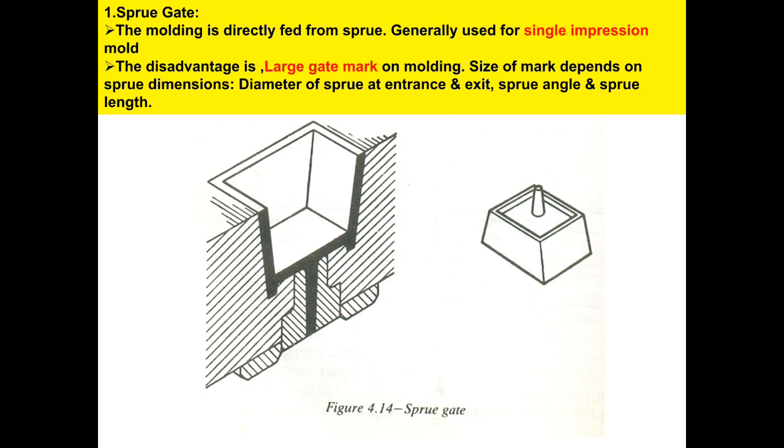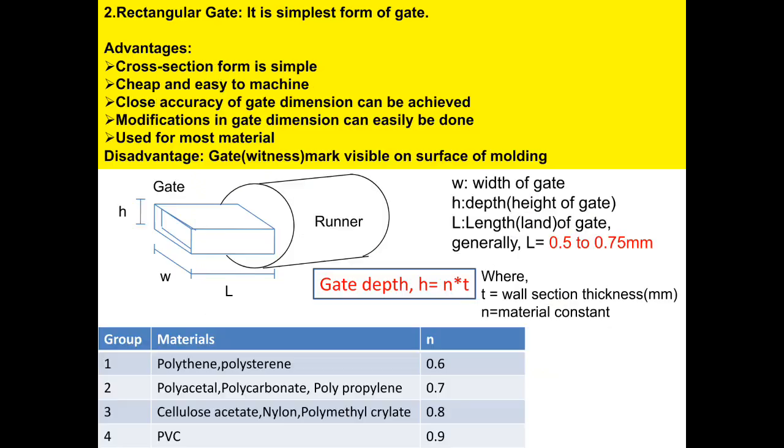But the limitation of this sprue gate: sprue is nothing but the passage in the screw bush, but at the outlet of the screw bush there is a larger diameter. Because of the larger diameter, a larger gate mark appears on the molded component. So this is the limitation of the sprue gate.